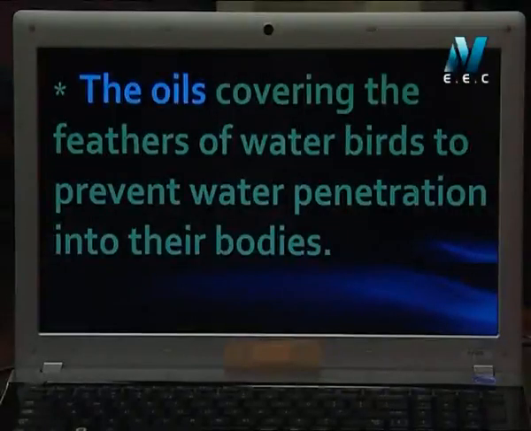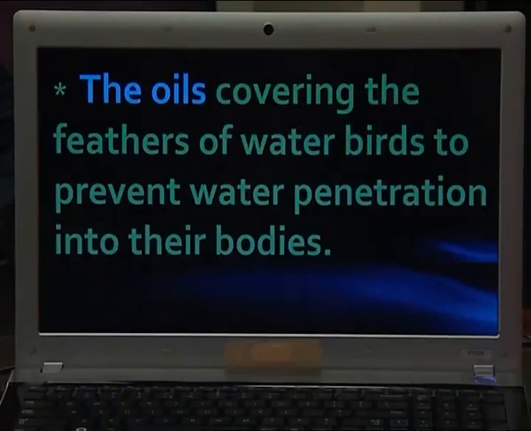Another use for oils: covering the feathers of water birds. Do you know water birds? Its feather containing oil or covered with oil prevent water penetration into their body.